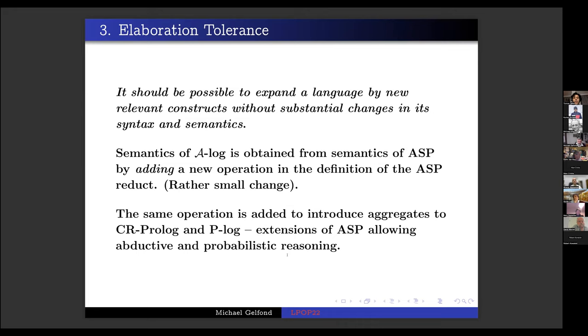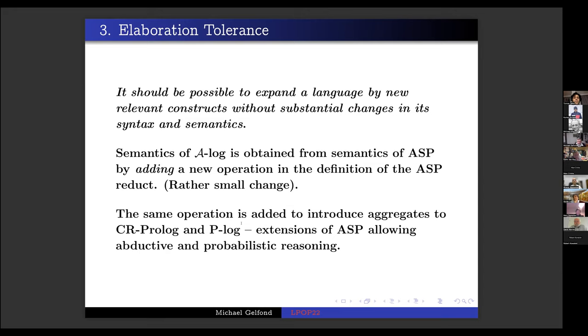So for instance, the semantics of ALOC is obtained from the semantics of ASP by just adding a new operation in the definition of the ASP reduct. You don't need to know what it is, but the important part is just an addition. Just one or two additional lines to some definition in the previous language. In the previous language, nothing is changed.